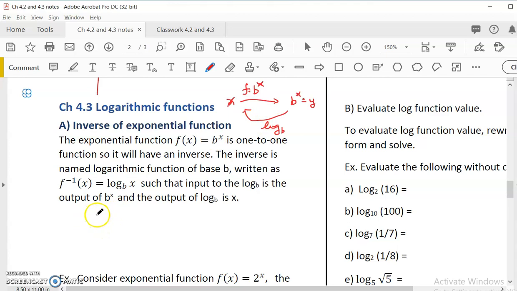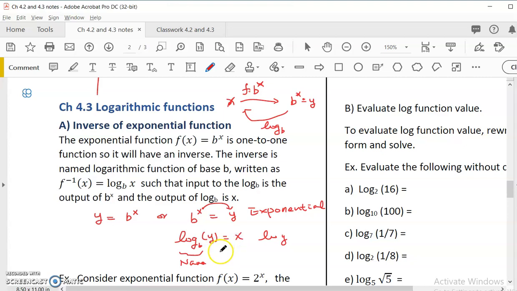So if I have y equal to b to the x, where x is the input of the original exponential function and y is the output, then the log function would be a new function. The formula is log base b. Notice log base b is a name, just the name of the function, whereas my input is y and my output is x. So log base b of y is equal to x, and this is the log function.